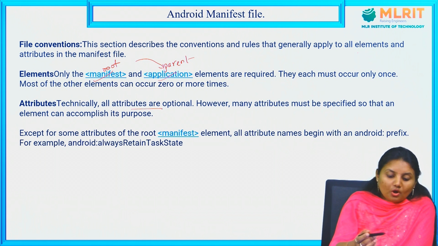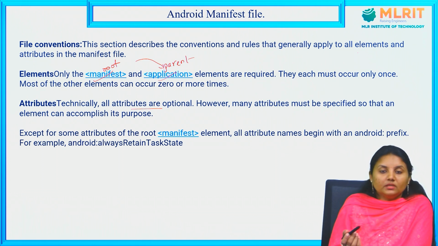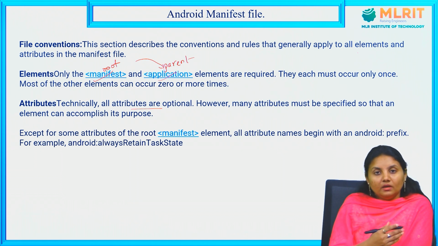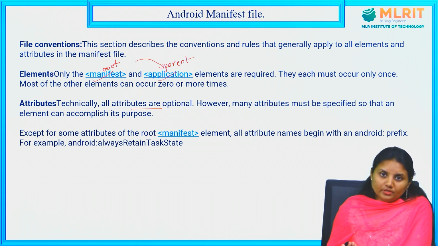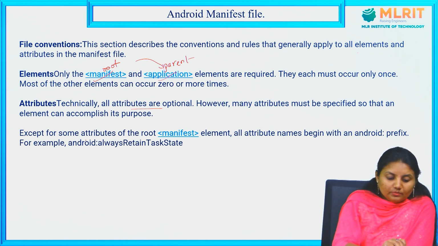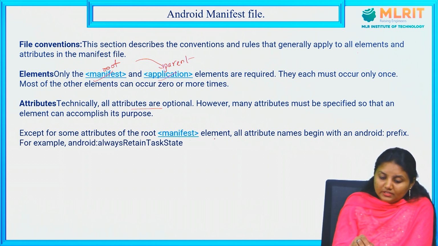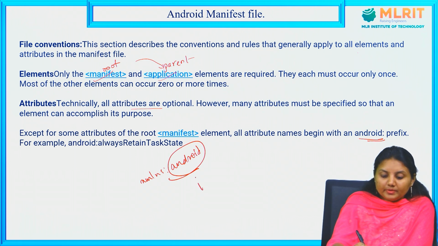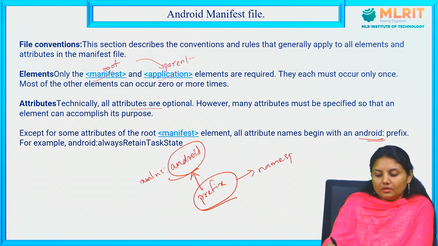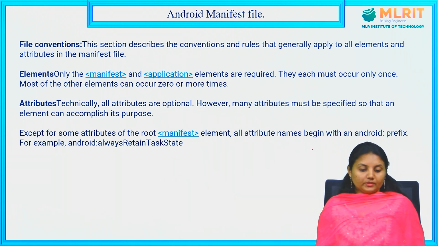Attributes: all attributes are optional. Like in the activity layout, we give layout:height and layout:width. So that is required. If you are giving text or hint, those are all optional based upon the requirement. Except for some attributes of the root manifest element, all attribute names begin with the android: prefix. Why? Because we are giving xmlns:android. So what is this android here? Android is a prefix that we use to avoid ambiguities. This is a namespace. That is about the android: prefix.